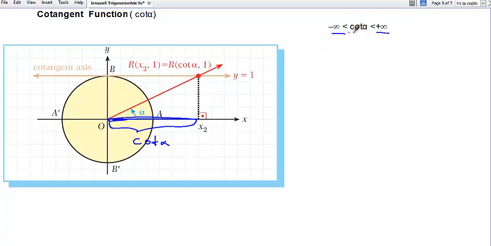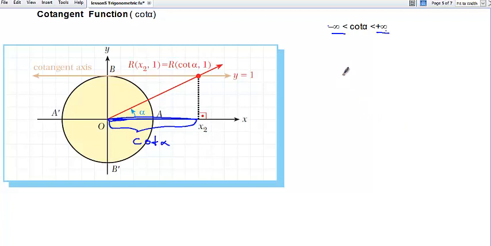Okay, what about the cotangent alpha values? Cotangent alpha values are going to change between positive infinity and negative infinity.